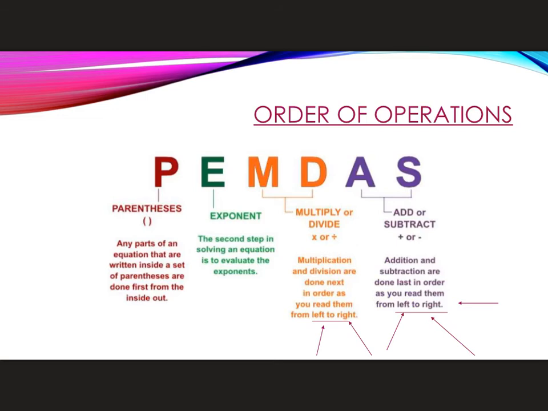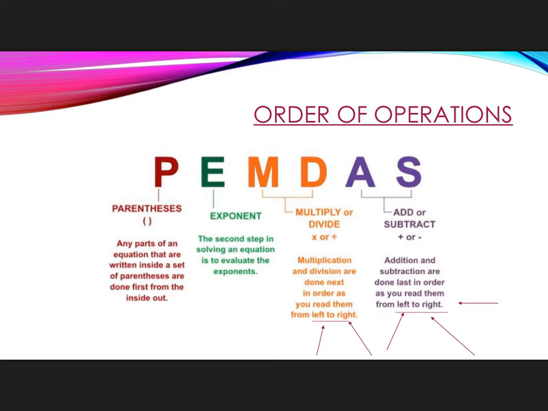When we're working with the order of operations, you want to make sure that you are following parentheses, exponents, multiplication, division, and then addition, subtraction. The key thing here is when you have multiplication and division, it's done in order as you read them left to right. With addition, subtraction, the same thing. It's as you read it left to right.